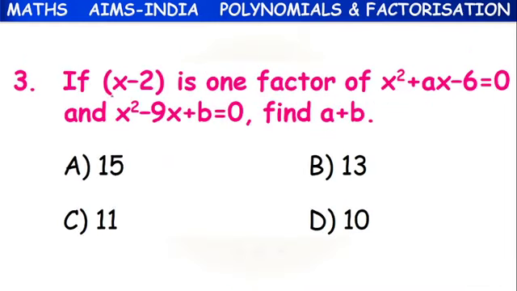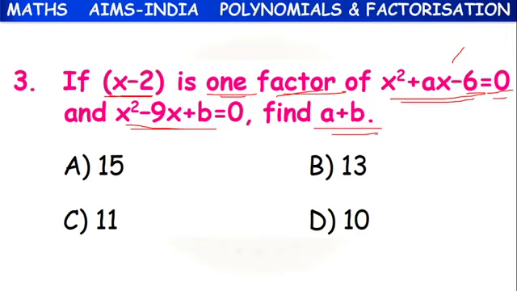Next, if x minus 2 is one factor of x square plus ax minus 6 equals 0 and x square minus 9x plus b equals 0, then find a plus b. So here, if we assume the first equation as f of x, then x minus 2 is a factor of f of x.